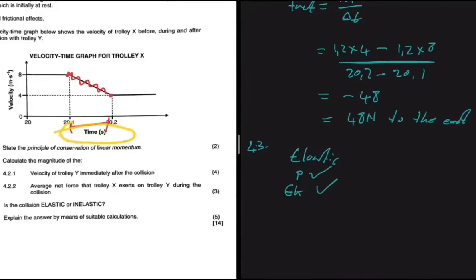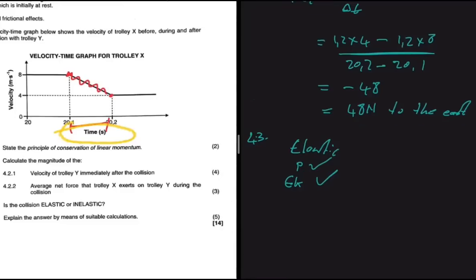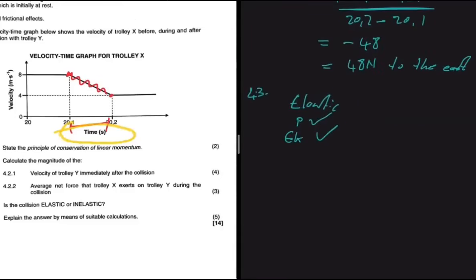So it wouldn't make sense if we calculate the momentums again, because that's what we're assuming. We're assuming that the momentum is already conserved. So we're just going to calculate the kinetic energy and see if it is conserved. Let's go ahead and do that. We're going to say EK before and then calculate that and see if it equals EK after. So EK before will be equal to just the kinetic energy of trolley X because trolley Y was stationary.